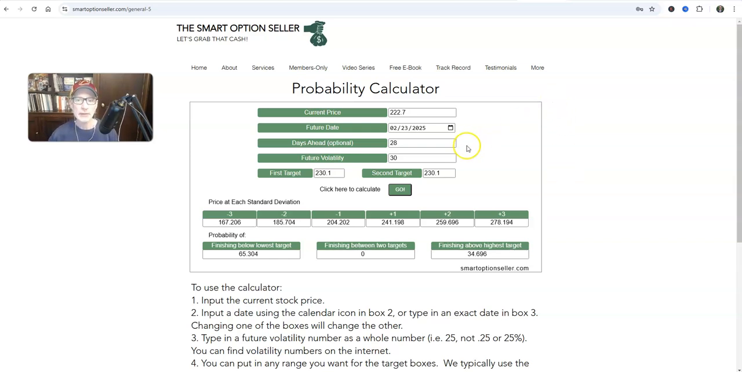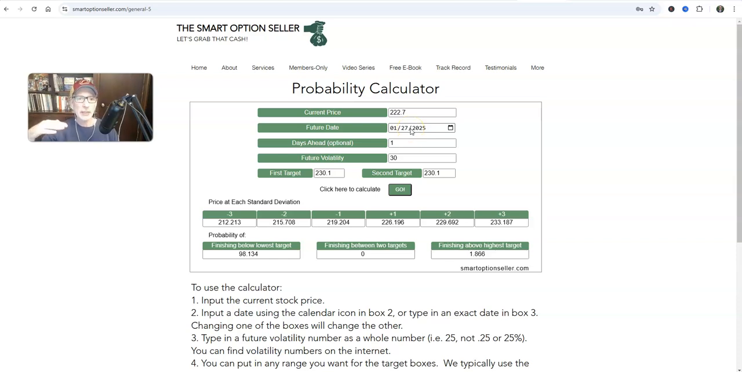Okay. Now, if Apple, your target is 230.10, and we have 1 day left. Okay, now there's hardly any chance with 1 day left that Apple can go up about $7.50, $8 a share.